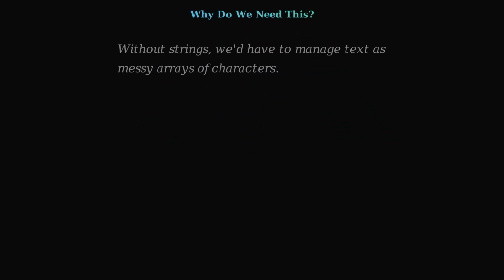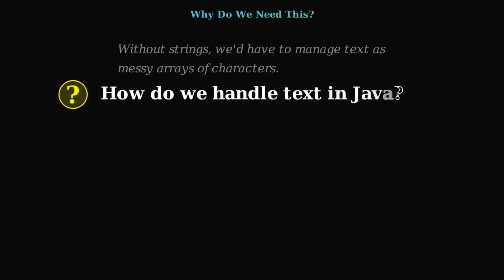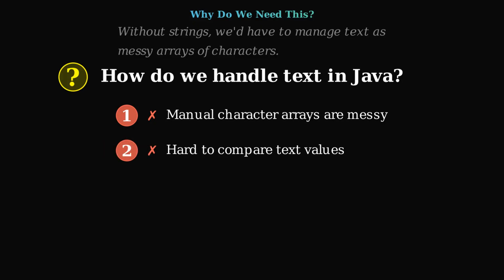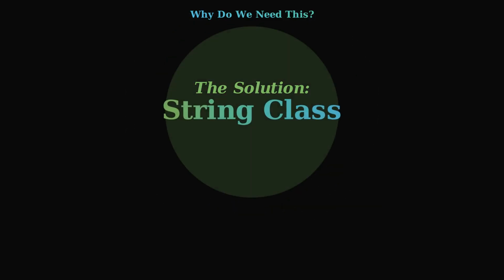Without strings, we'd have to manage text as messy arrays of characters. How do we handle text in Java? Manual character arrays are messy. Hard to compare text values. No built-in text operations. String class provides ready-made methods for text manipulation.